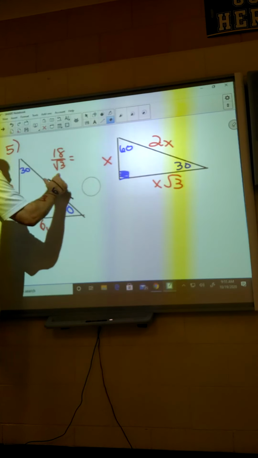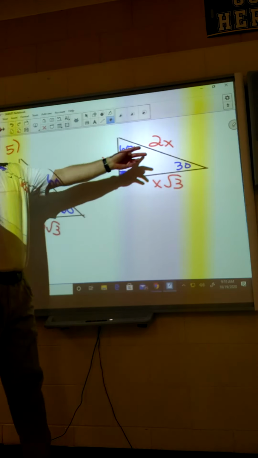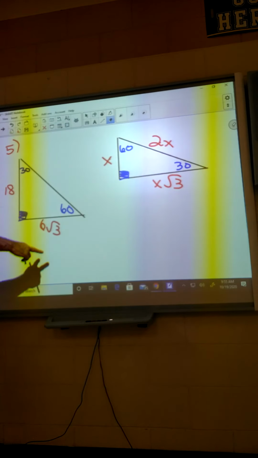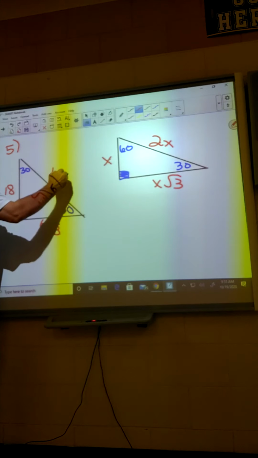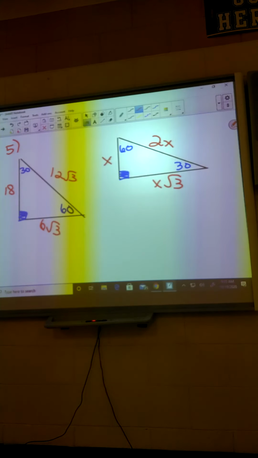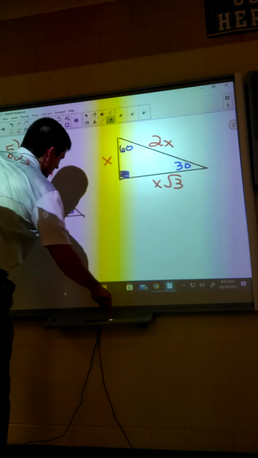All right, last step. We got to go to the hypotenuse, which is always the easiest one. I just times by 2. Take the 6 times by 2. I get 12 root 3. All right, and then they give us a word problem, which I'm assuming is going to be easy.